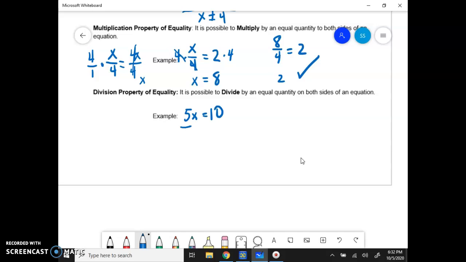So if we divide by 5, we're going to be left with 1x on this side. 10 divided by 5 is 2. And again, we can plug this back in. 5 times 2. Make sure you put that in parentheses to remind yourself this is multiplication. So 5 times 2, that's 10. Does that check out? Sure does. And we're good to go.